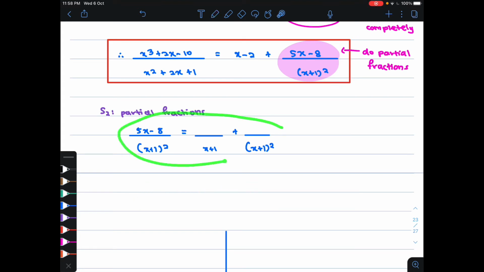Let's go back to our original question. So what do we put in these spaces here? As long as it is linear, we always put a constant in the numerator. So we're going to have constant A and constant B.